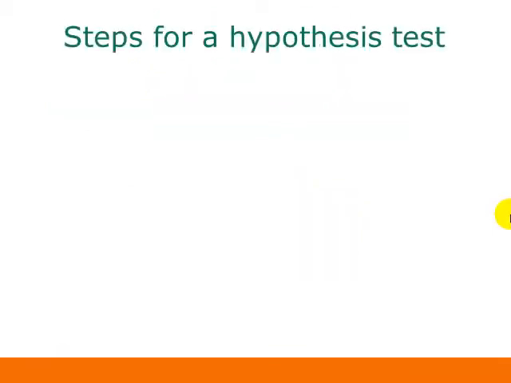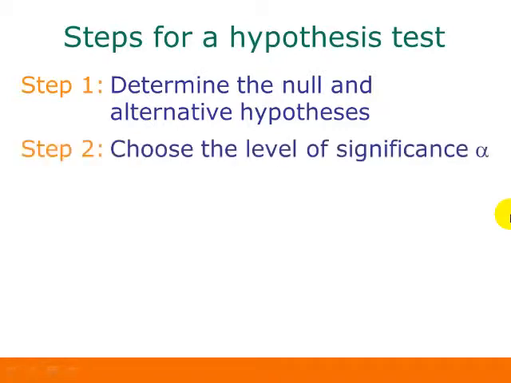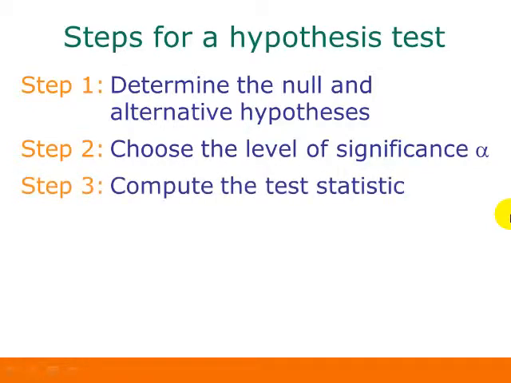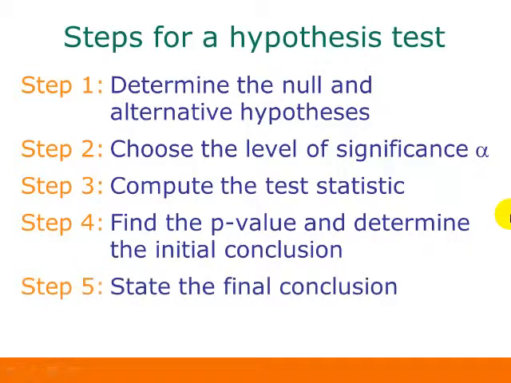Now remember, in the last chapter we talked about hypothesis testing and we went through those 5 steps. We're going to have the same 5 steps for these hypothesis tests. So step 1 is to determine our null and alternative hypotheses. Step 2 is to choose a level of significance, alpha. Step 3 is to compute our test statistic. Step 4 has 2 parts, finding the p-value and then determining the initial conclusion. And step 5 is to state the final conclusion.